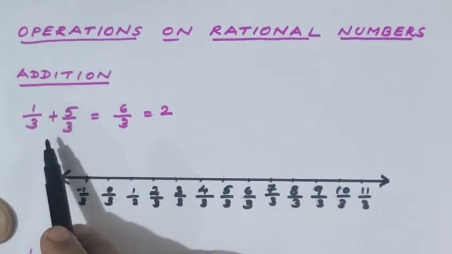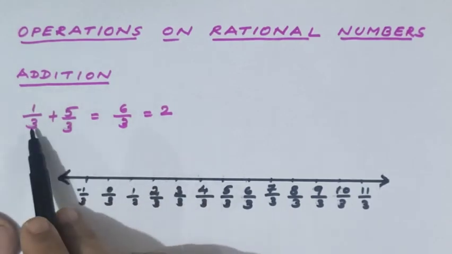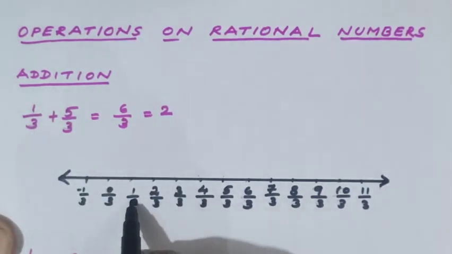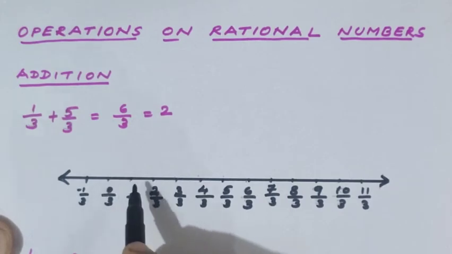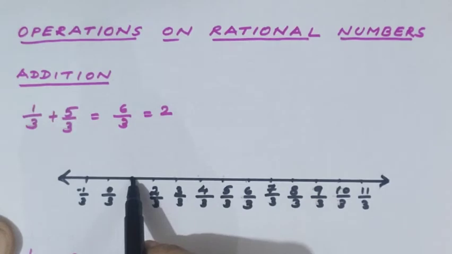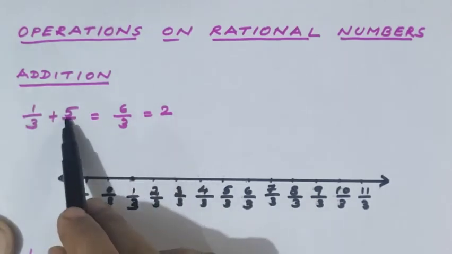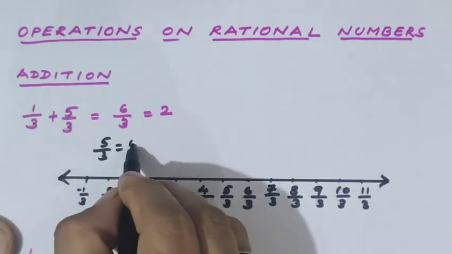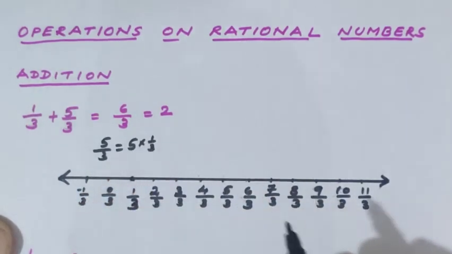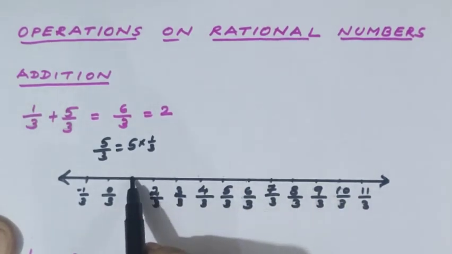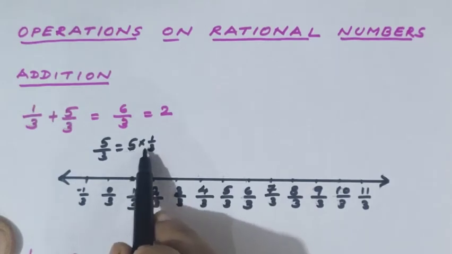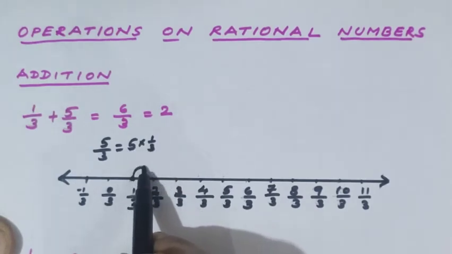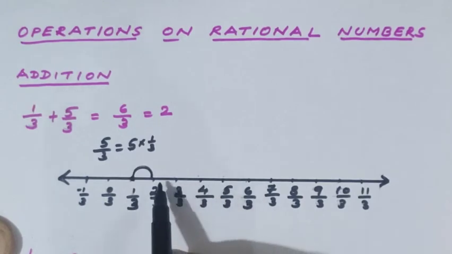Because the denominator is same, this is called like fractions. Like fractions, how can we represent them on the number line? It is starting with 1 by 3. Already you learned the representation of rational numbers on the number line. So 1 by 3, we are starting from here. Now 5 by 3. So 5 by 3 is same as 5 into 1 by 3, right? That means 1 by 3 to be added 5 times. So we are starting with 1 by 3 and how many times should we repeat 1 by 3? 5 times. So first one, it is 2 by 3 now.